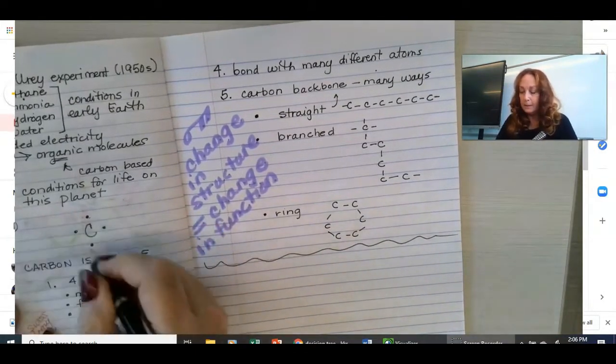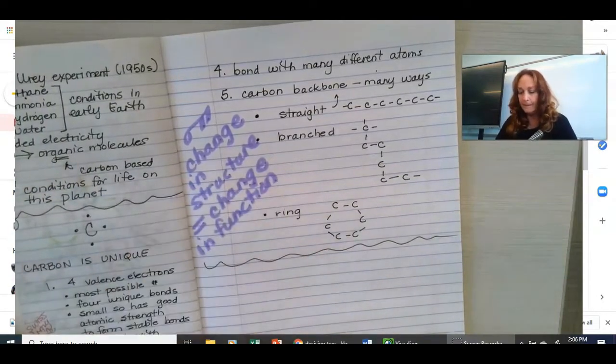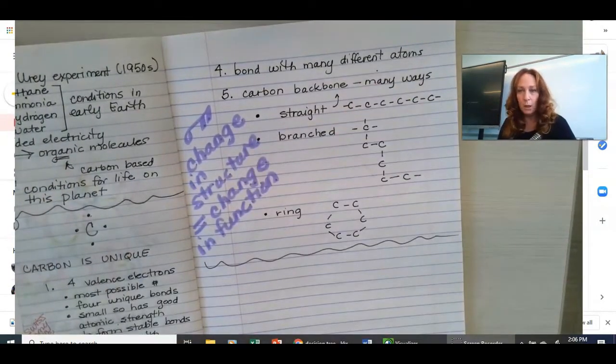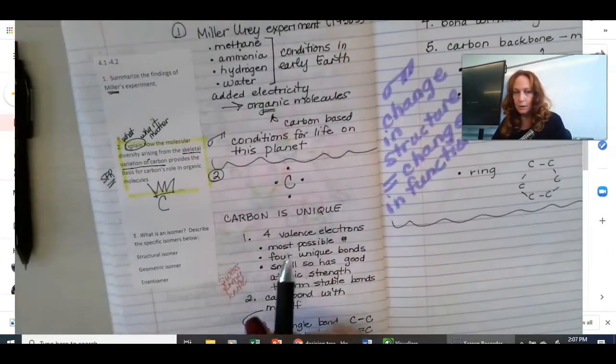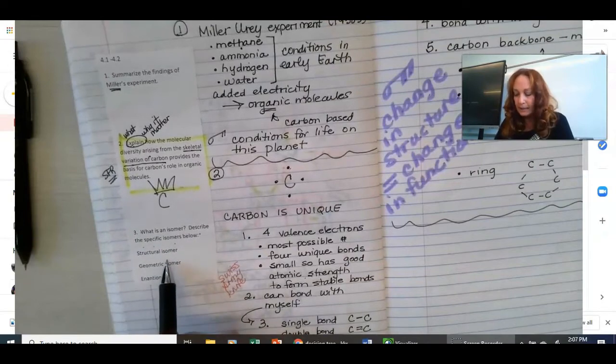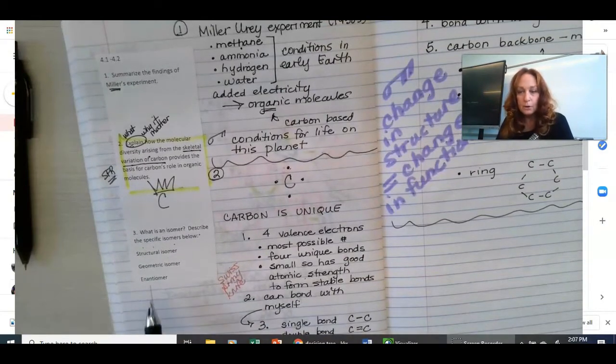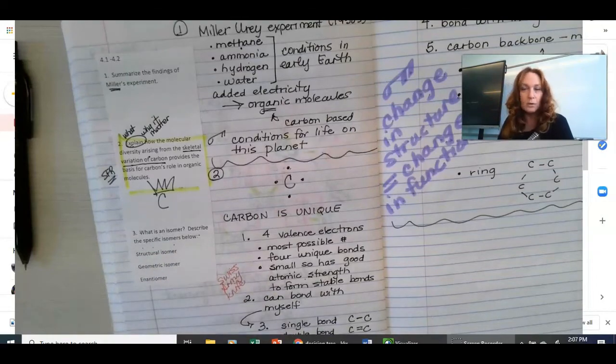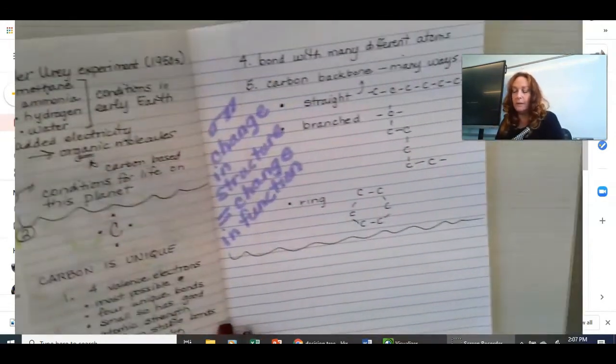Because this, to me, deserves to be its own blocked off thing. It is what the chapter is about. I don't know how to stress this anymore. What's an isomer? You cannot describe the specific isomers below. There are names of isomers based on what an isomer is. We don't even know what that is yet, so let's go figure out what that is.